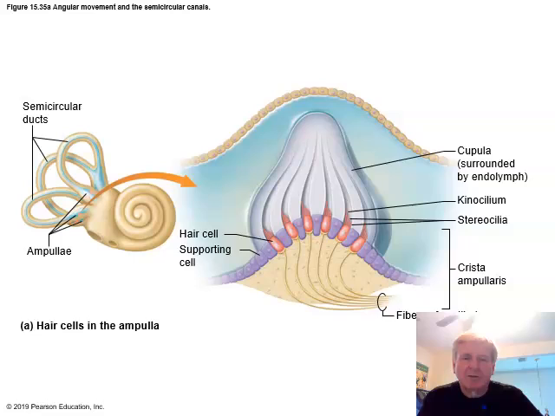Here's the kinocilium, the stereocilia, and then the cupula. The whole thing is called the crista ampullaris. Remember, this is at the base of the semicircular canals, of the ducts in the semicircular canals. The ducts are the canals with the fluid. The ducts are filled with fluid, the perilymph. So the cupula on the inside is surrounded by endolymph. The blue is the endolymph.